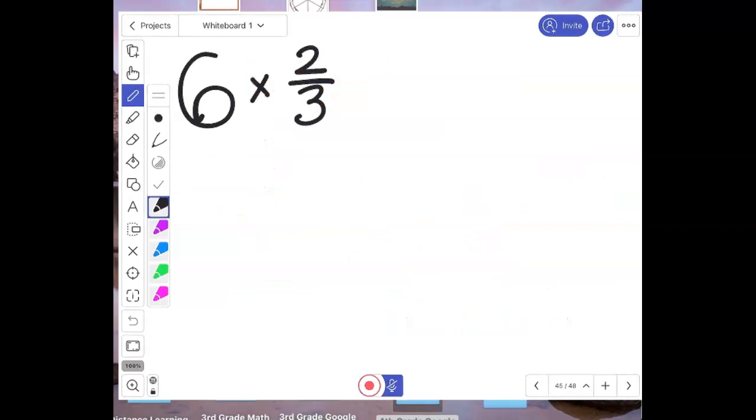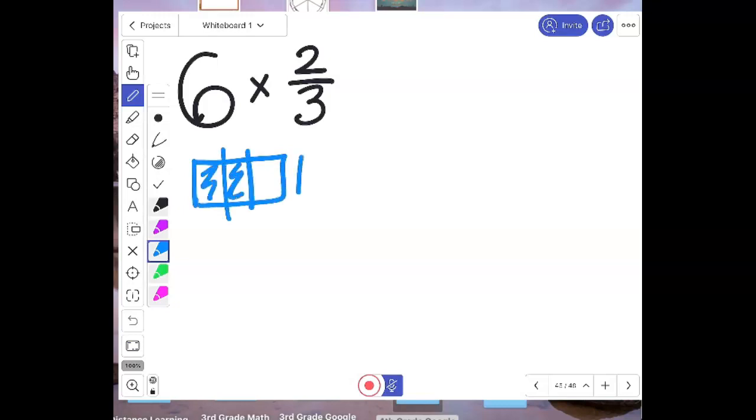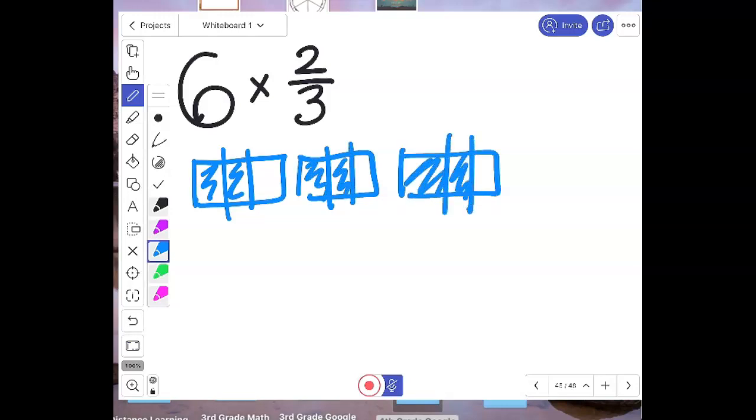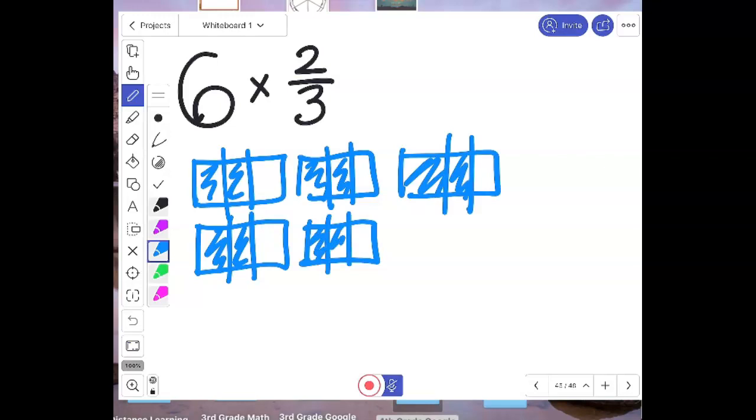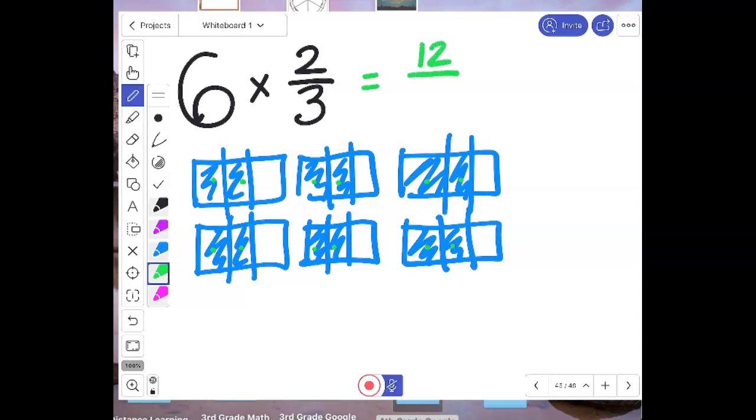So if I have 6 times 2/3, I could visualize that by drawing 2/3 6 times. And I could count that all up as 1, 2, 3, 4, 5, 6, 7, 8, 9, 10, 11, 12. That is 12 thirds. Do you notice something about the number 6 and the number 2 and the number 12? I see it. I'm not going to say it yet. I'm hoping you'll notice it yourself.